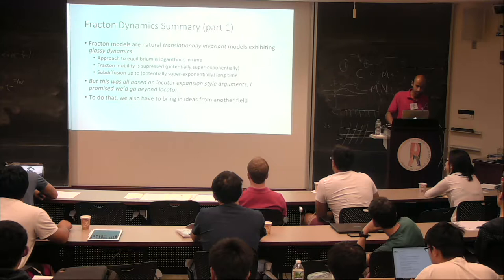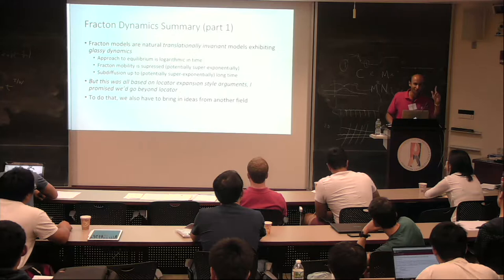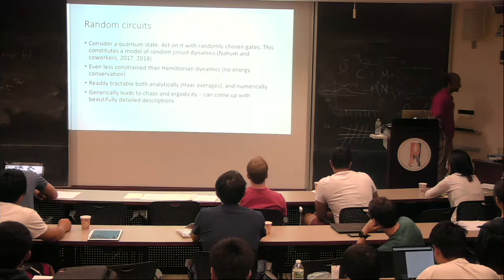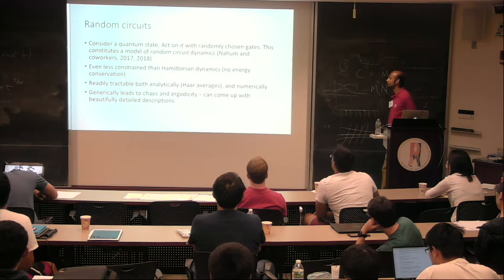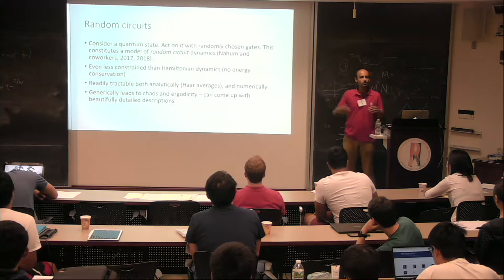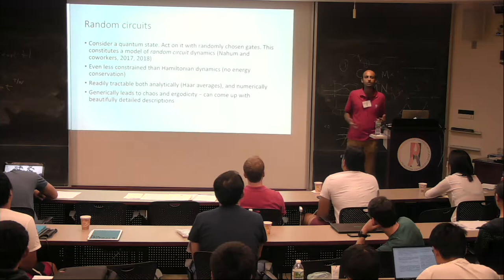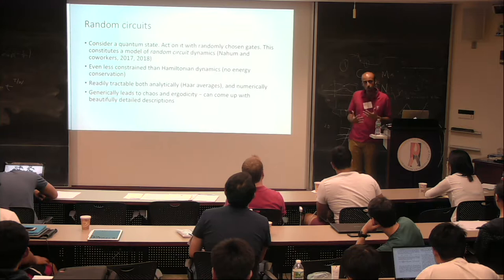Okay. So to go beyond locator, I need to bring in ideas from yet one more field, and that's the field of random circuit dynamics, which has also been pretty active in recent years. Adam Nahum has written a beautiful series of papers on the topic. The idea here is you have some quantum state. You act on it with some sequence of local gates, which are randomly chosen from some distribution. And you talk about their dynamics. So this is a model for quantum dynamics.